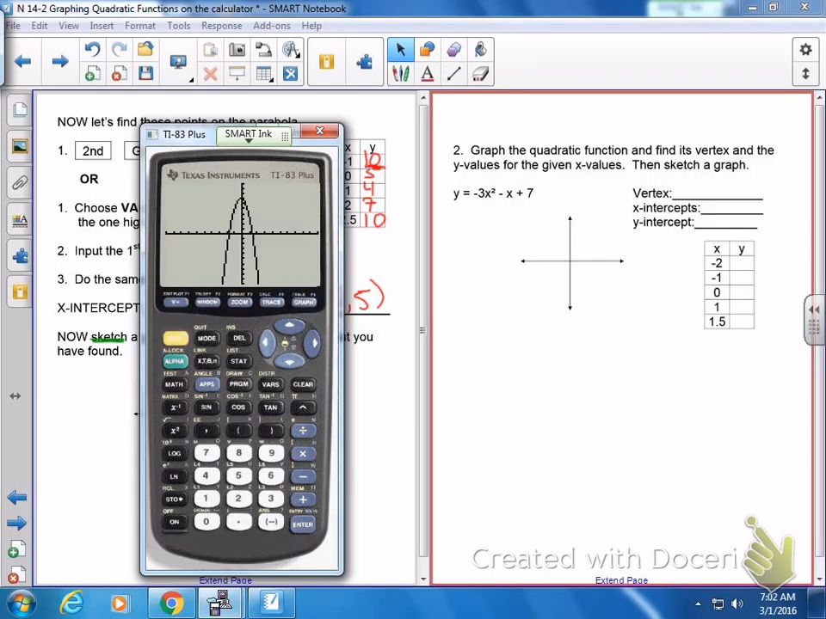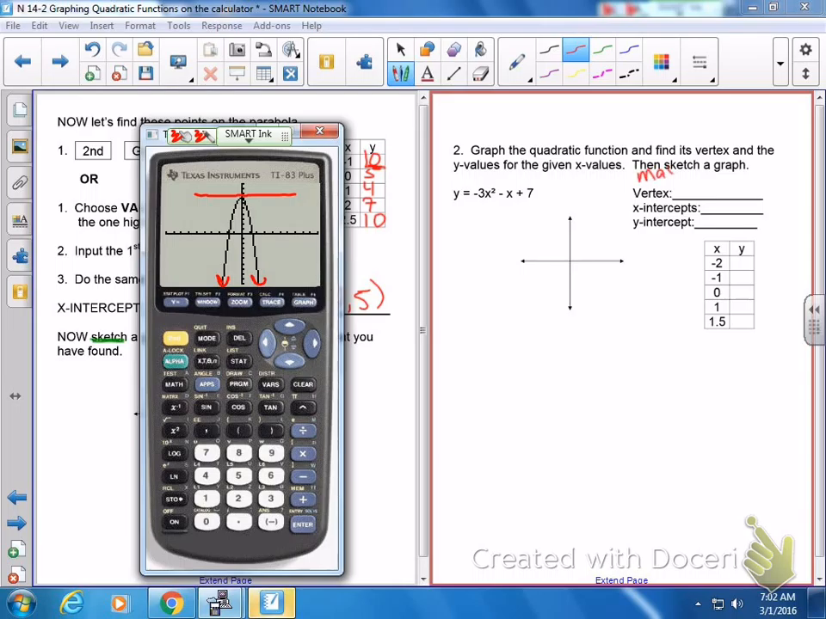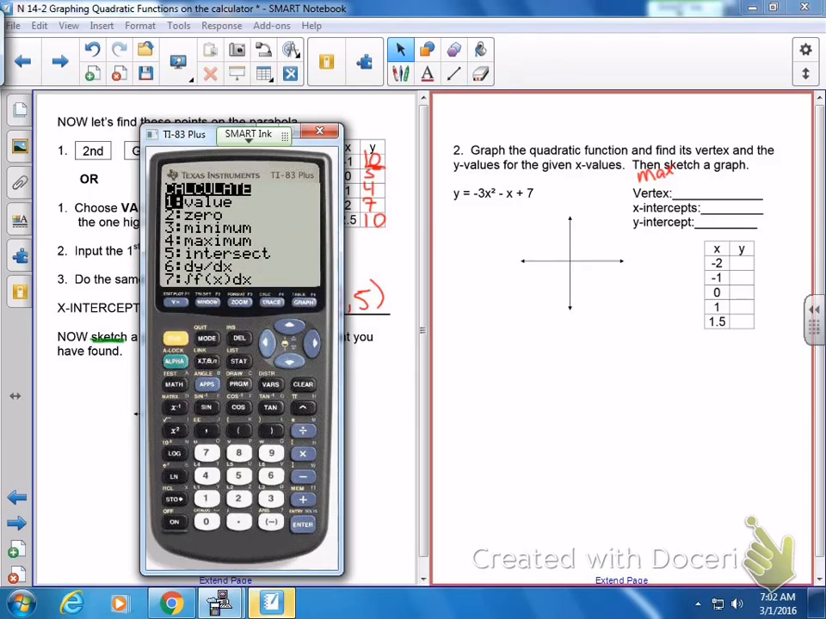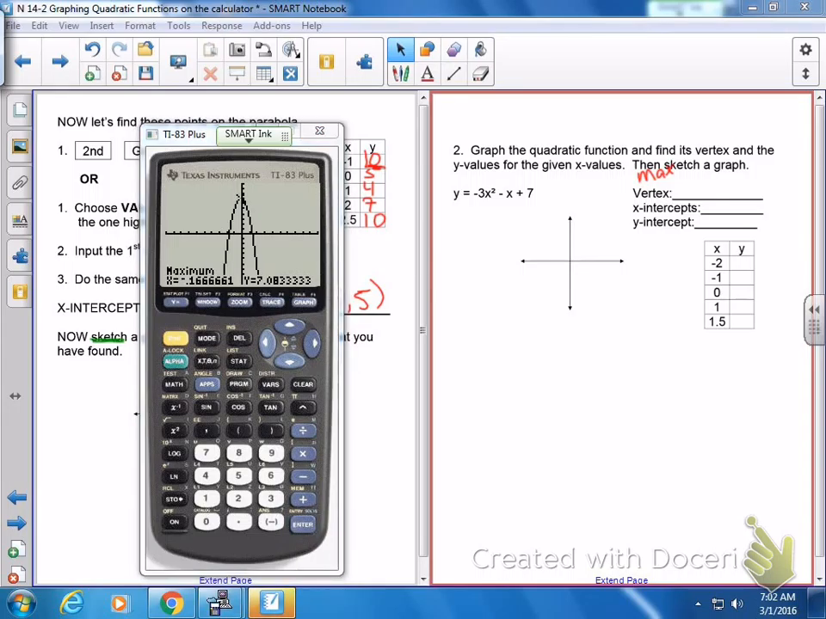Okay. Let's go ahead and find the vertex. Now, to find the vertex, we have to know if it has a maximum or a minimum. Well, I can't tell how low down it goes, but I can see how high up it goes. So it has a maximum. So that's going to change what we use in our calculator. So let's go back into second trace, which is the calculate. This time I don't want to use 3. I want to use 4 for the maximum. But now it's exactly the same. I'm going to go to the left of my vertex. I'm going to hit enter. I'm going to move to the right of my vertex. I'm going to hit enter. And I'm going to hit enter one more time. And I have a vertex.